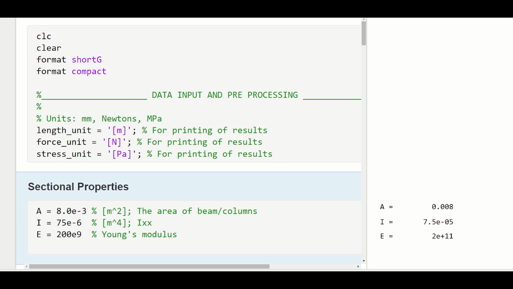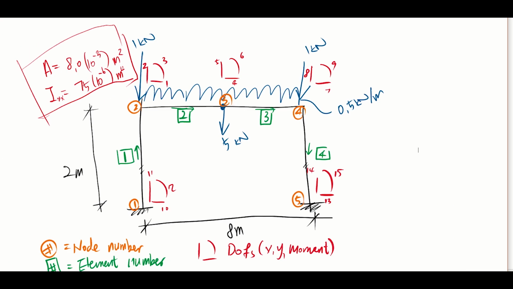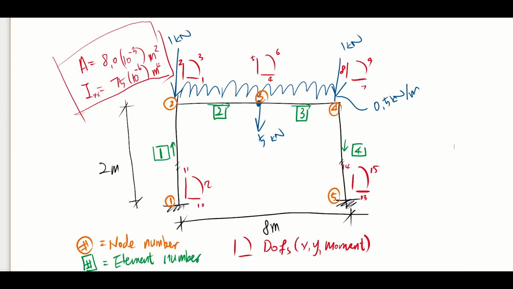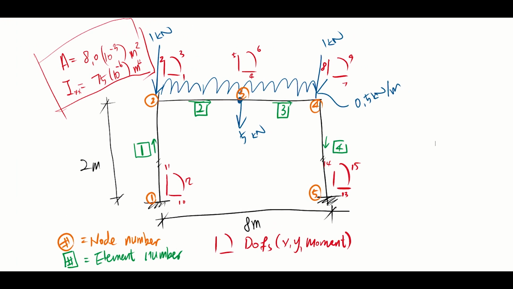So I prepared this kind of structure. It consists of a column and then a beam, an 8-meter span beam, and an equal length of column on the left-hand side.